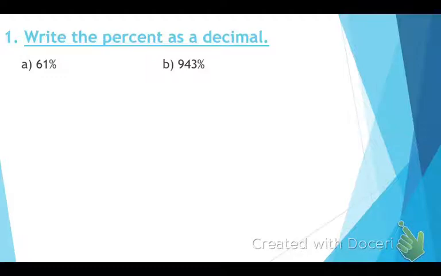6.1, write the percent as a decimal. Guys, where's the imaginary decimal on 61%? Oh wait, it's behind the 1, okay? So I need to move it 2 times to the left. Jace, what will our answer be? 0.61 is correct. Next one, Michaela, what would 943% be as a decimal?